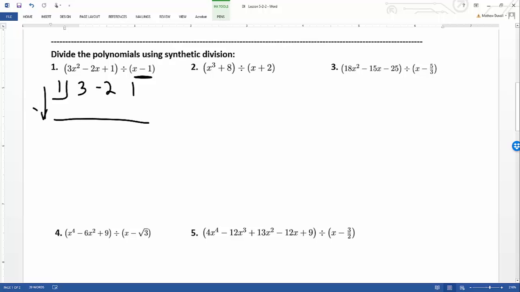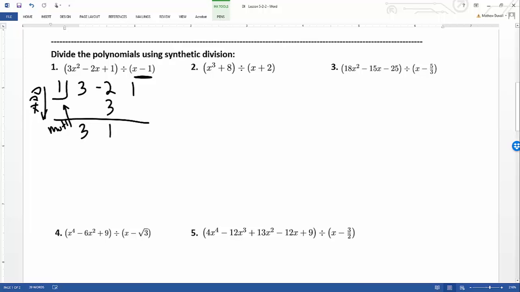You add straight down. So 3 plus nothing is 3. Then you multiply, and you put it in the next space. So 3 times 1 is 3. And then you just keep following that pattern.